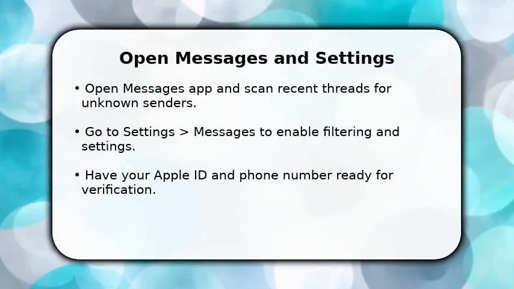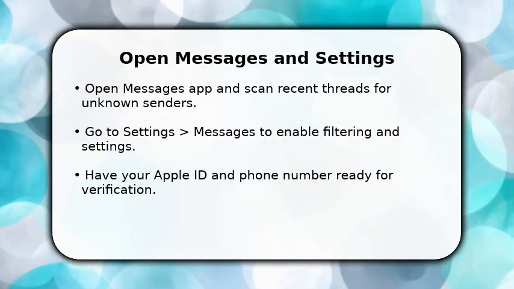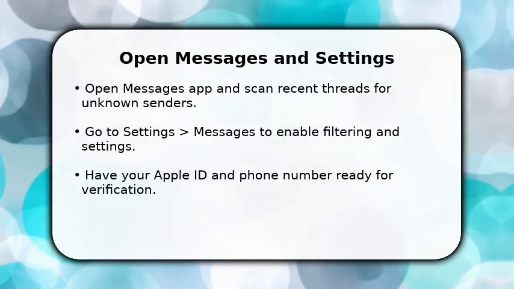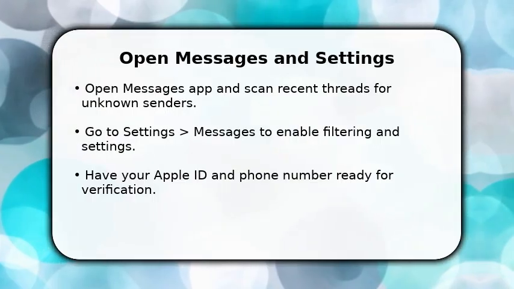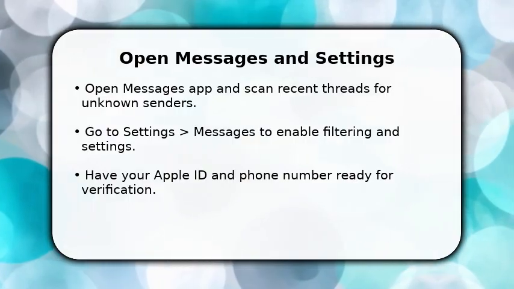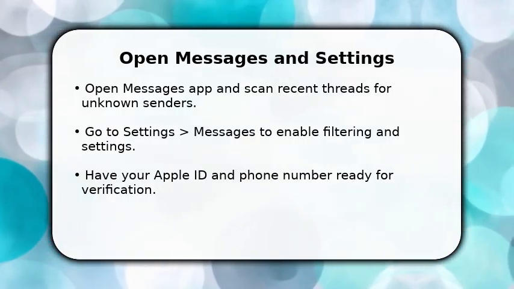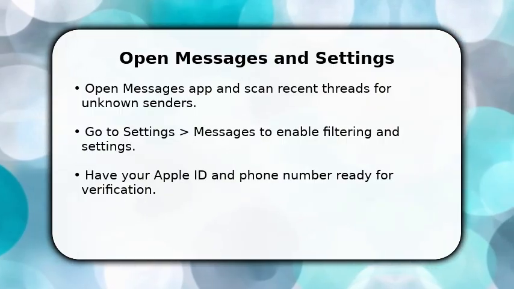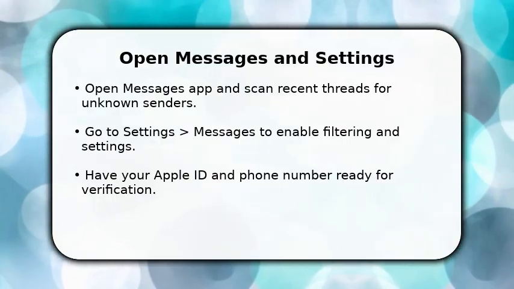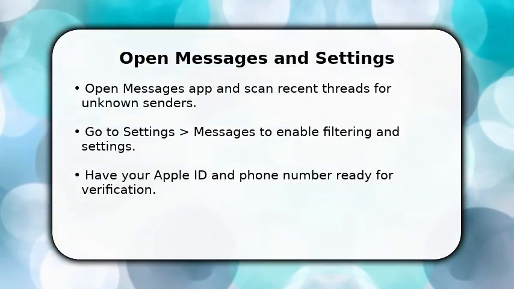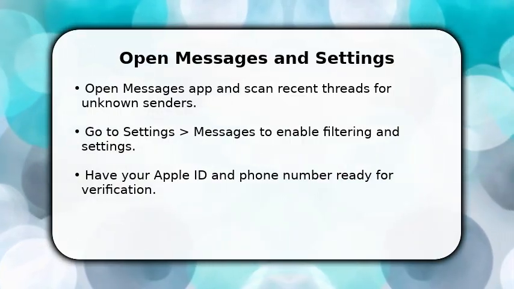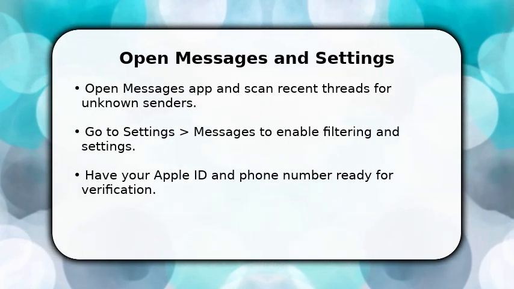You start by opening messages and scanning the top of the list for unknown or flagged senders. These are the likely spam threads. Once done, leave messages and open settings, then tap messages to access filtering options. Make sure Filter Unknown Senders is toggled on so iOS separates potential spam into a separate tab. You do this now because early separation reduces accidental clicks and speeds up later review. And it sets up system-level filtering.